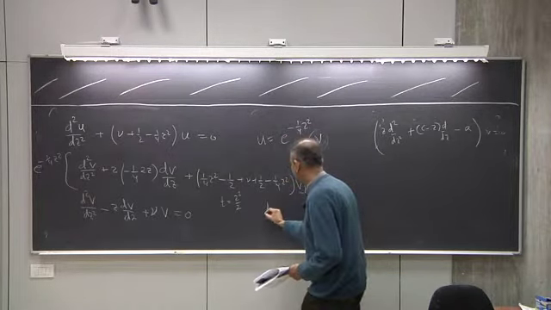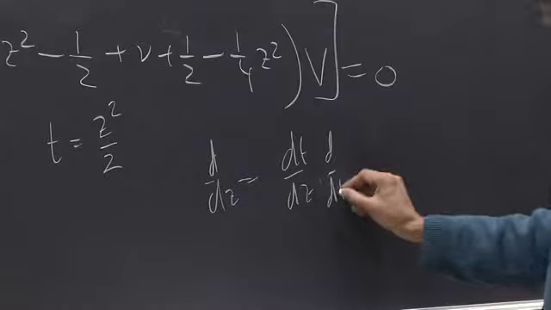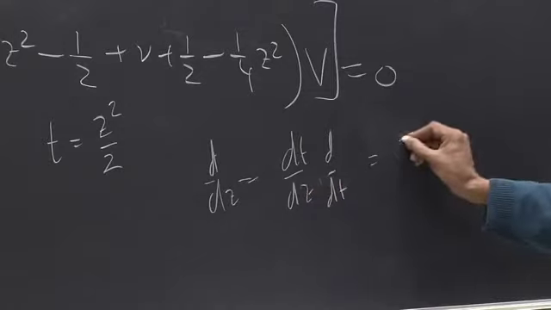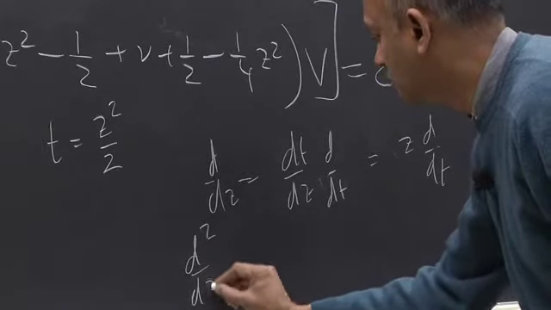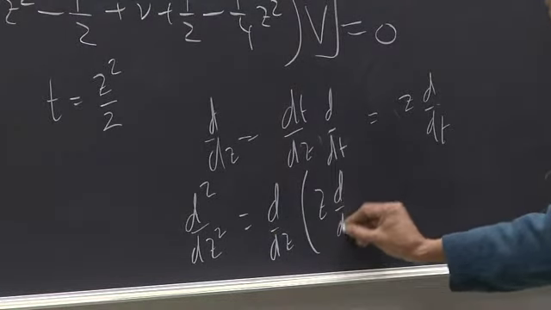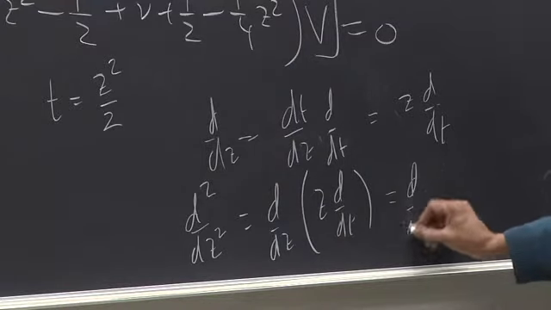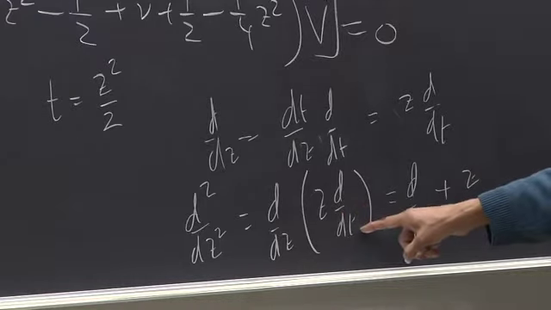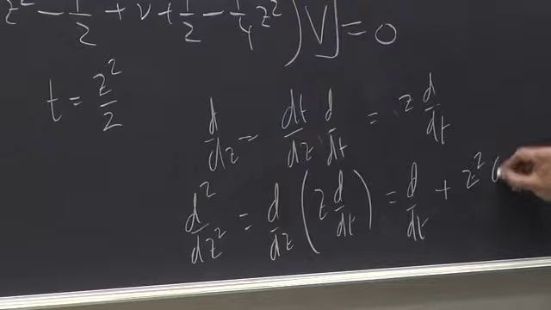So what is that? d by dz is obviously dt by dz times d by dt. Now dt by dz is just z, so this is simply z d by dt. Now if I apply two derivatives, d2 by dz2 is the same as d by dz acting on z d by dt. So there will be two terms. One where d by dz hits z, which just gives me d by dt, and the other will be plus z times d by dz acting on d by dt, but there I use the fact that d by dz is z d by dt, so you get here z square d square by dt square.